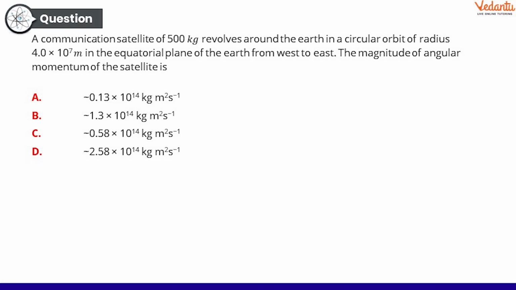The magnitude of angular momentum of the satellite is option A, approximately 0.13 into 10 power 14 kilogram meter square per second. Option B, approximately 1.3 into 10 power 14 kilogram meter square per second. Option C, approximately 0.58 into 10 power 14 kilogram meter square per second. Or option D, approximately 2.58 into 10 power 14 kilogram meter square per second. Oh my god, the options are pretty big.